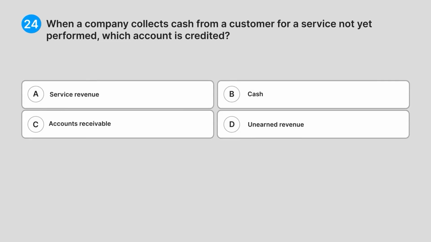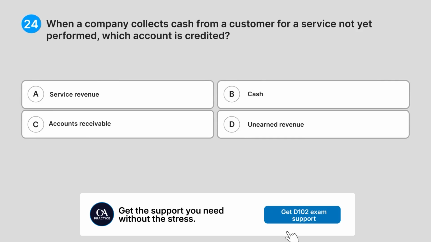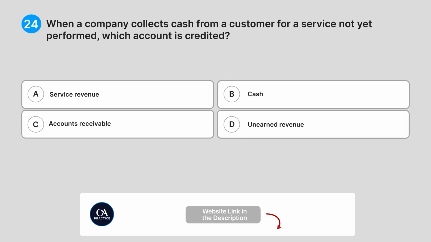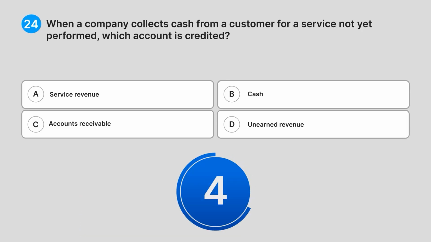24. When a company collects cash from a customer for a service not yet performed, which account is credited? A. Service revenue. B. Cash. C. Accounts receivable. D. Unearned revenue. Can you guess the answer?